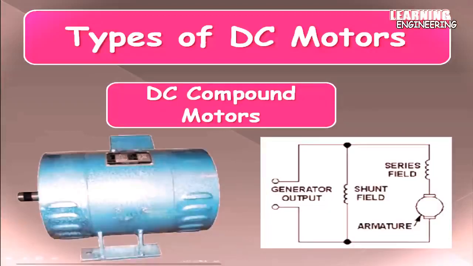DC compound motors. The DC compound motor is a combination of the series motor and the shunt motor. It has a series field winding that is connected in series with the armature and a shunt field that is in parallel with the armature. The combination of series and shunt winding allows the motor to have the torque characteristics of the series motor and the regulated speed characteristics of the shunt motor.